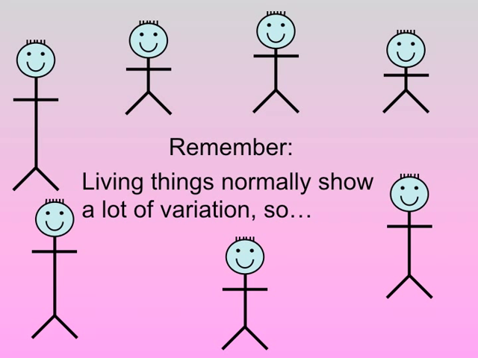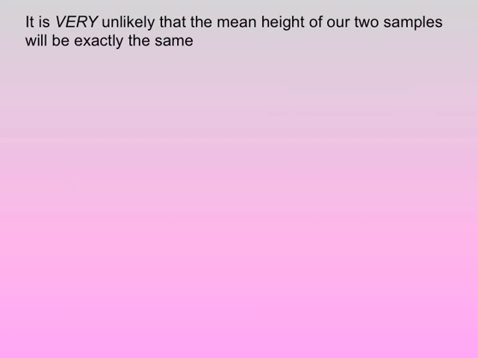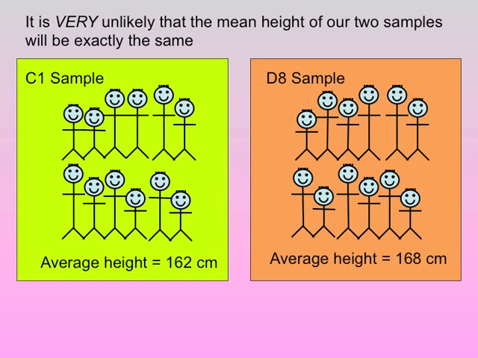Okay, so the first thing that you need to remember is that living things normally show a lot of variation. Remember that you're talking about living human beings that are in the process of growing, especially if you're talking about students in a classroom. They may be one height one day and a different height the next day, or they may have finished growing, but it's something that is so uncertain that there is a lot of variation naturally in biological things. So it is very unlikely that the mean height of our two samples will be exactly the same, but they are going to be somewhat close.